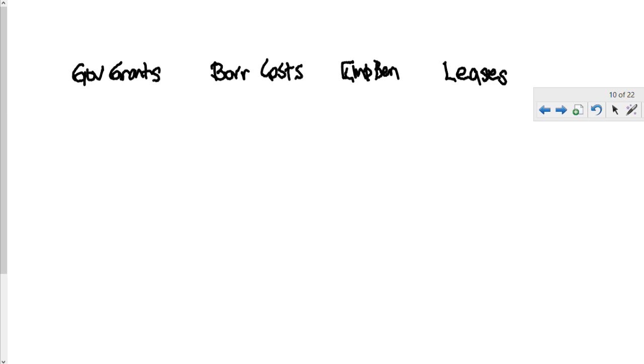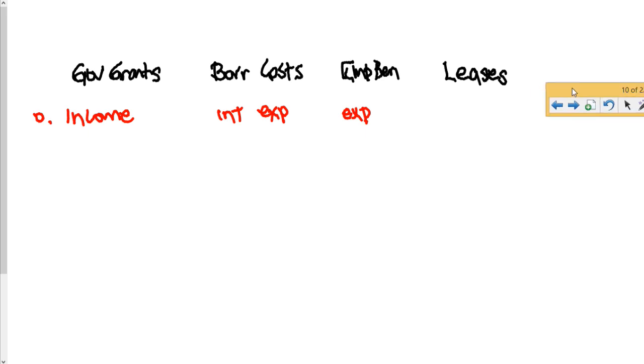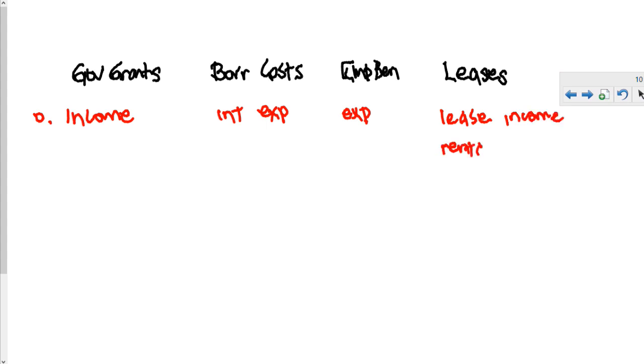Okay, so if I accounted for those things on a cash basis, government grant would be income. Do you agree? Other income, probably. Borrowing costs would be an interest expense. Yeah, I would have paid the interest and I would have just expensed it. Employee benefits would also have just been expensed, isn't it? And leases would be either lease income or a rental expense, depending if you're the lessor or the lessee.